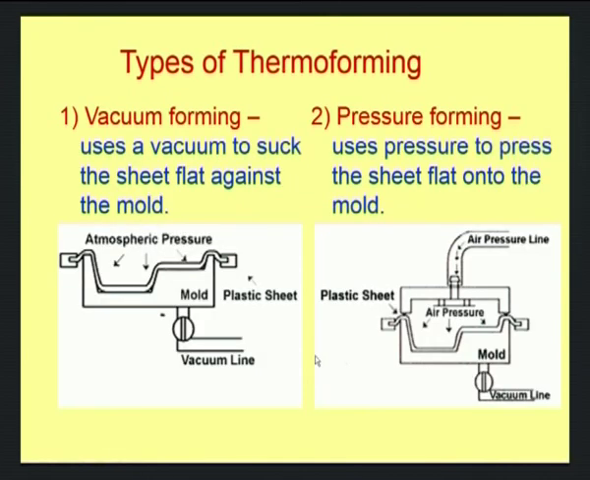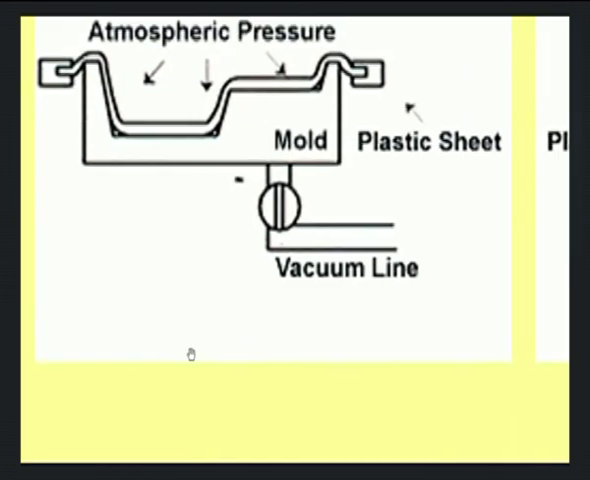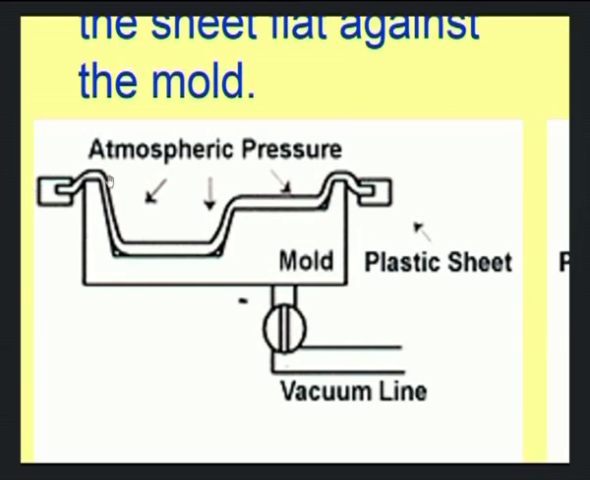Now, if you compare the difference between the two main types, one is vacuum forming, another one is pressure forming. Vacuum forming uses a vacuum to suck the sheet flat against the mold. As you could see, this is the plastic resin in the form of a sheet that will be clamped within these two. Now, a high vacuum is applied inside the mold. As a result, the resin will try to take the shape of the mold.